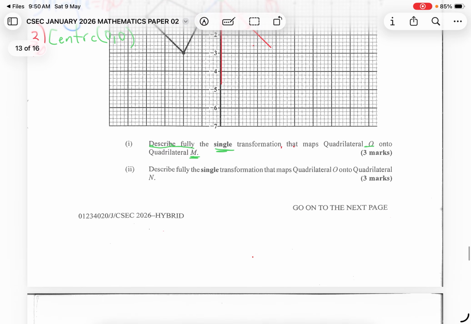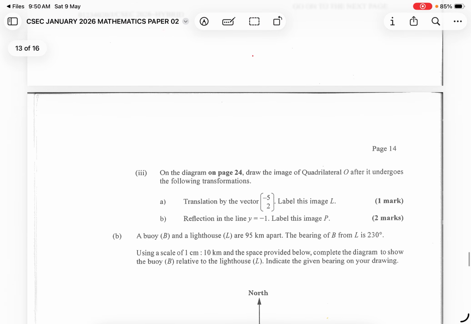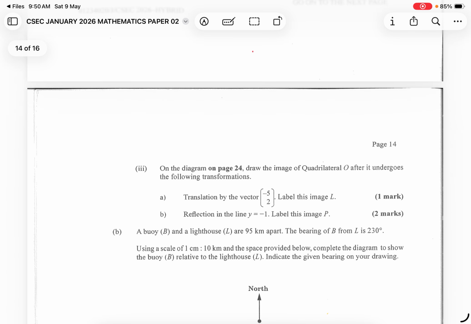Next. So we've earned 6 points. On the diagram, we should draw the image of quadrilateral O after it undergoes the following transformation. We're going to do a translation by vector (-5, 2). Label this L. Let's go.